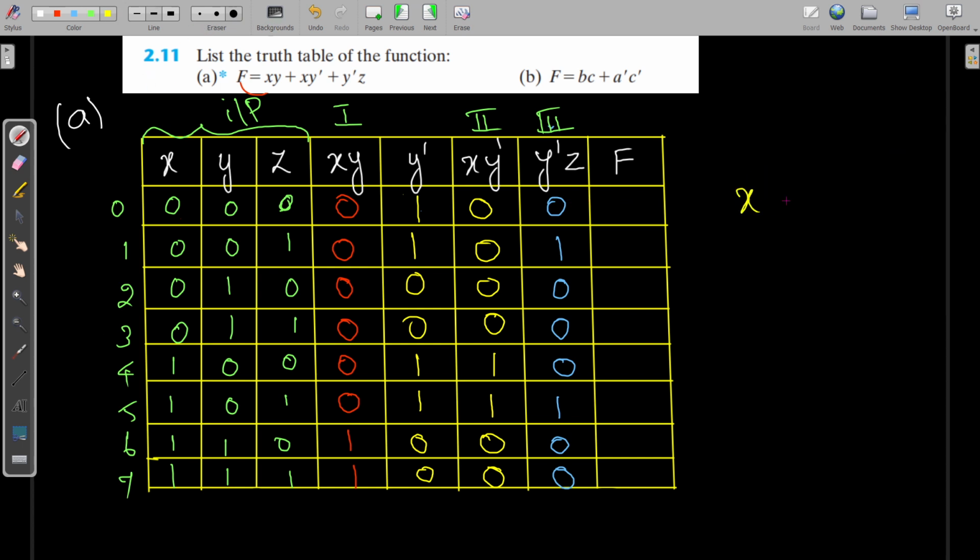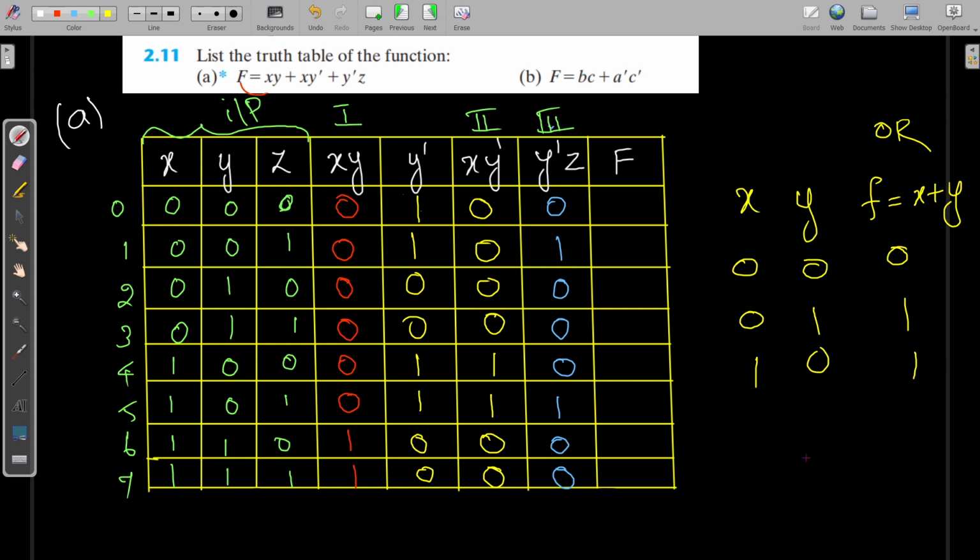So what is OR function? If you have two inputs x and y and the output is f, which is x plus y, that is OR function. We consider here two inputs, but that is applicable for three inputs also. That means here all the inputs are 0, the output is 0. If any one input is 1, then the output is 1. 1, 0. So any one input is 1, the output is 1. 1, 1, the last combination. Any one input is 1, we get the output as 1.